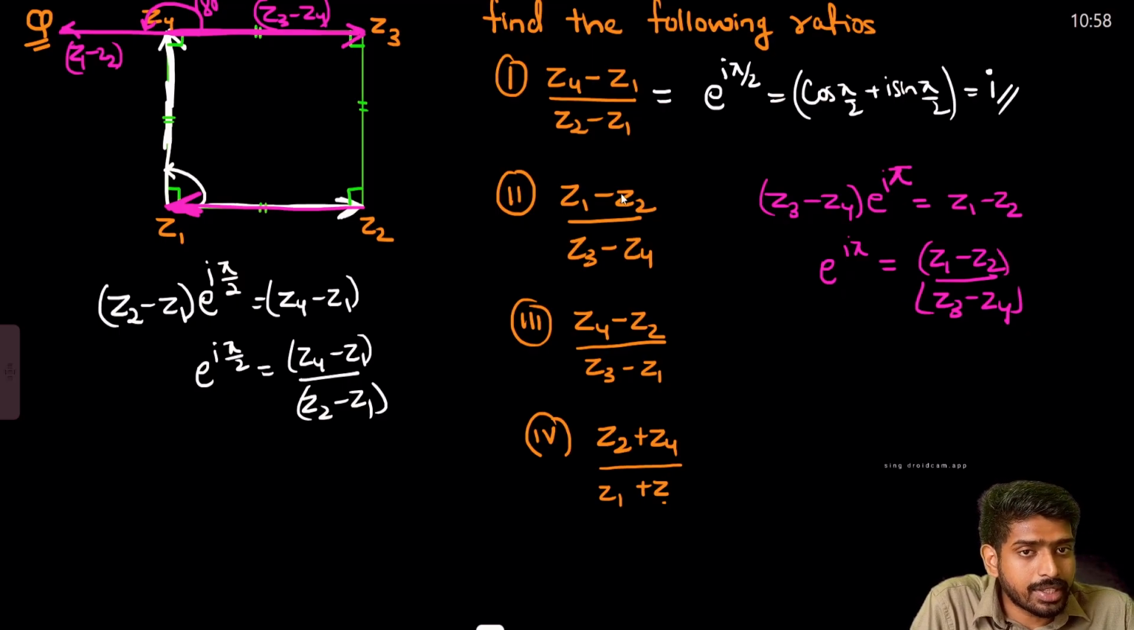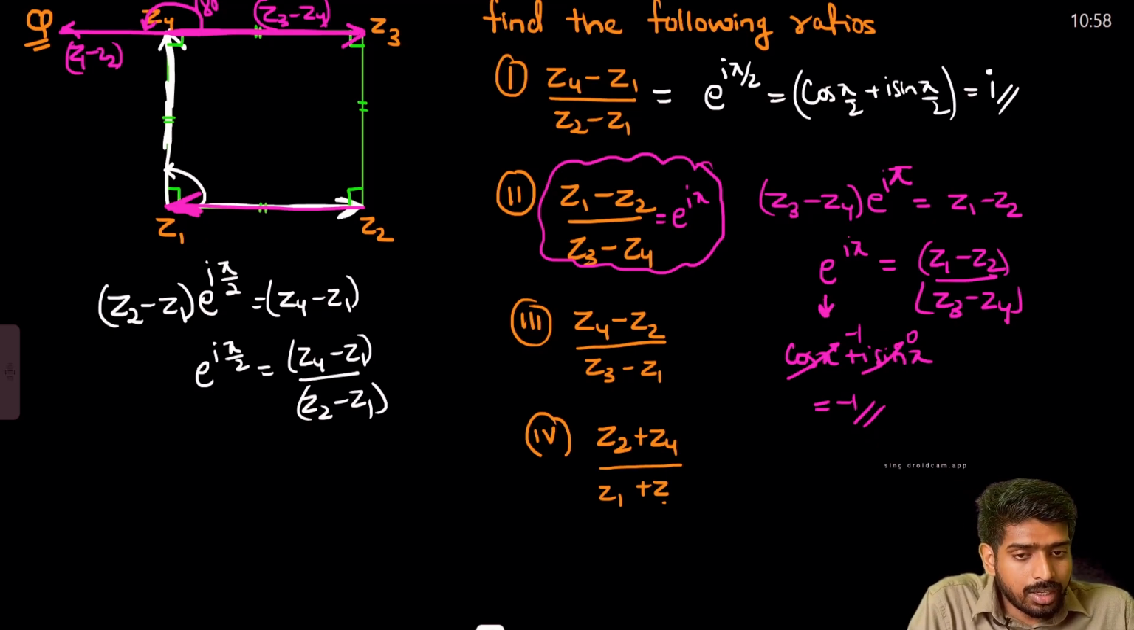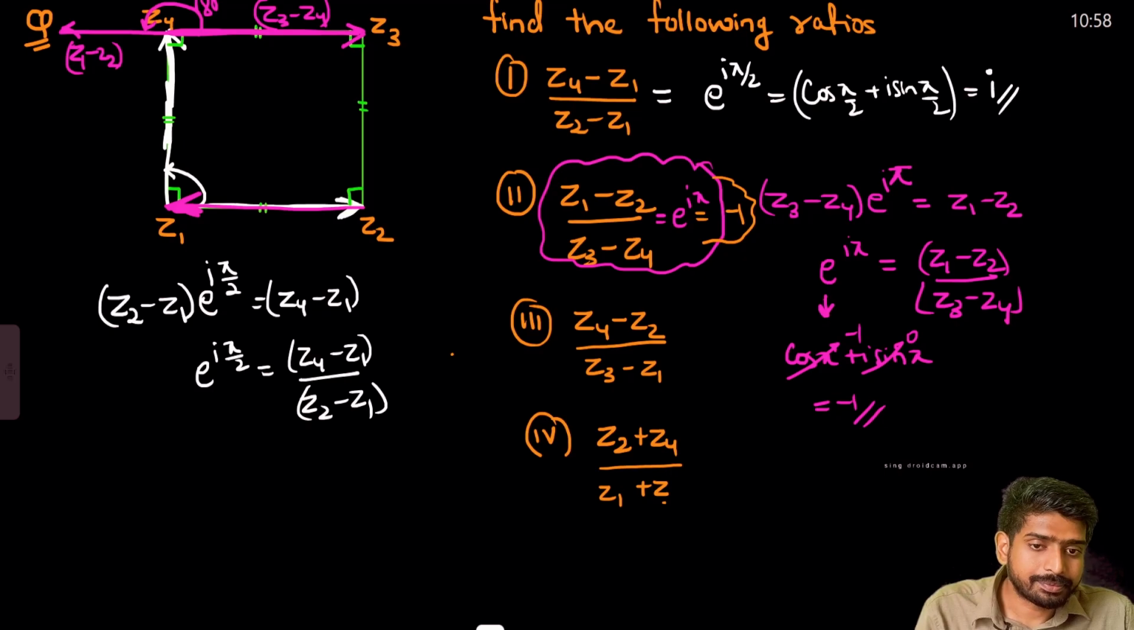So this ratio is what? This ratio is e to the power iota pi. Now, what is e to the power iota pi? I can write e to the power iota pi as cos pi plus iota sin pi. Cos pi is -1, and sin pi is 0. So we get the value of e to the power iota pi as -1. So this one I can write as -1 also.